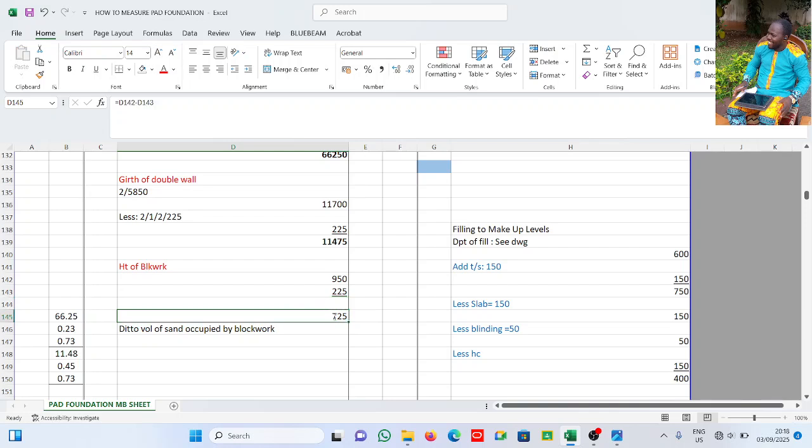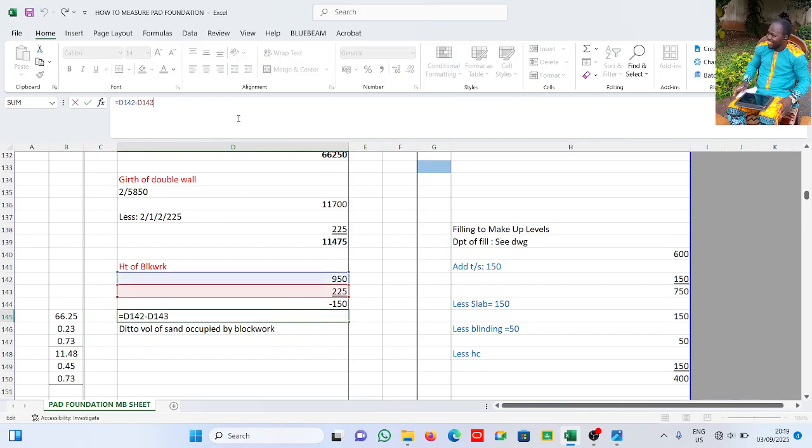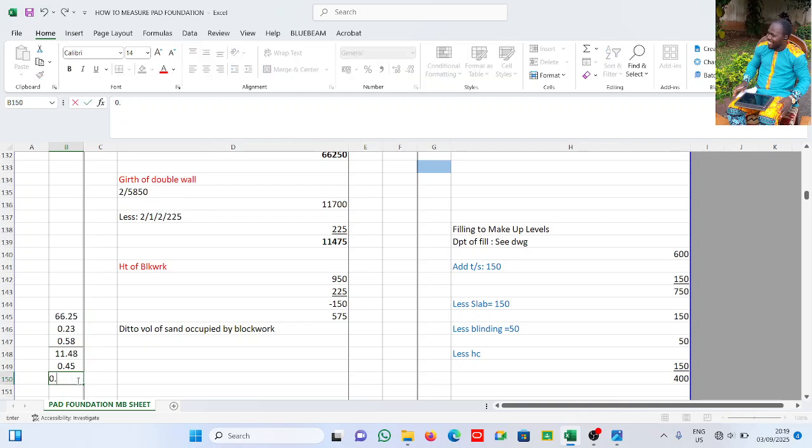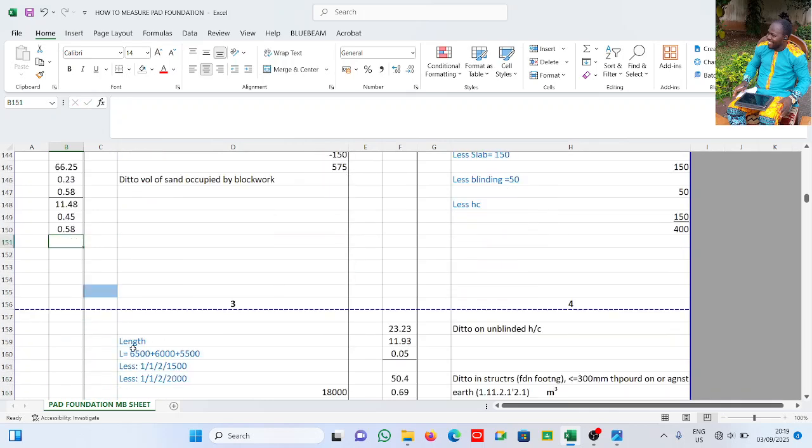Minus, put this one here. Minus 50. Will this stay? All right. Minus 150. Let me put this one here. Plus, that will give me 575. So this is 0.58. All right, so that's it. I've calculated the block.